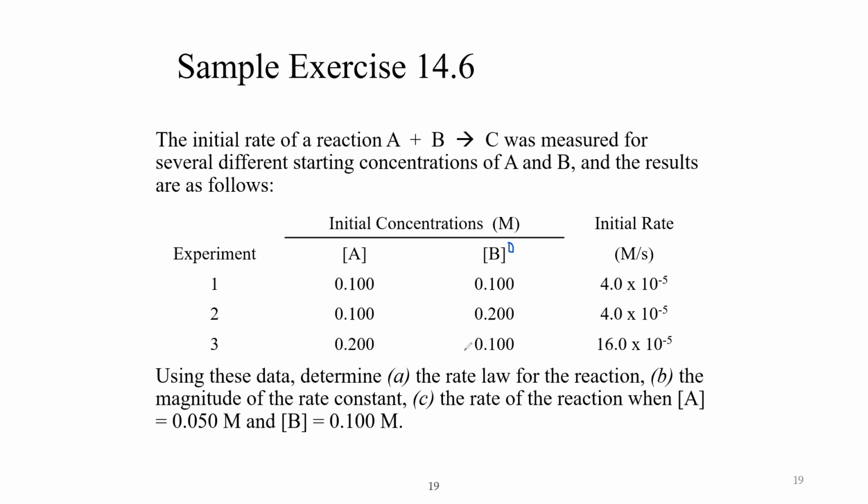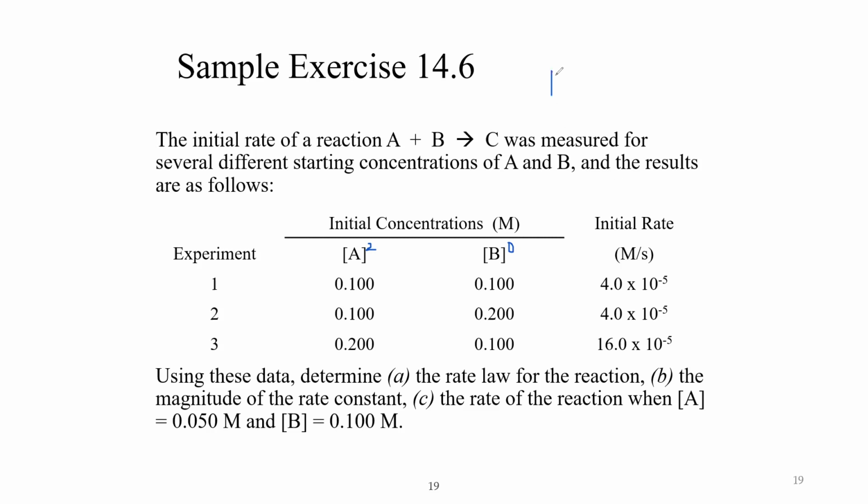Whereas when we look at trials 1 and 3, in this case we want to skip 2 just because B is 0.1 in each of them. And actually, it doesn't really matter because B is not going to affect it at all. So if we look at 1 and 3 or 2 and 3, we see the same thing. In each case, when we double the concentration, we quadruple the rate. So this is going to be second order overall, but it's because reactant A is second order, and reactant B is just 0th order.